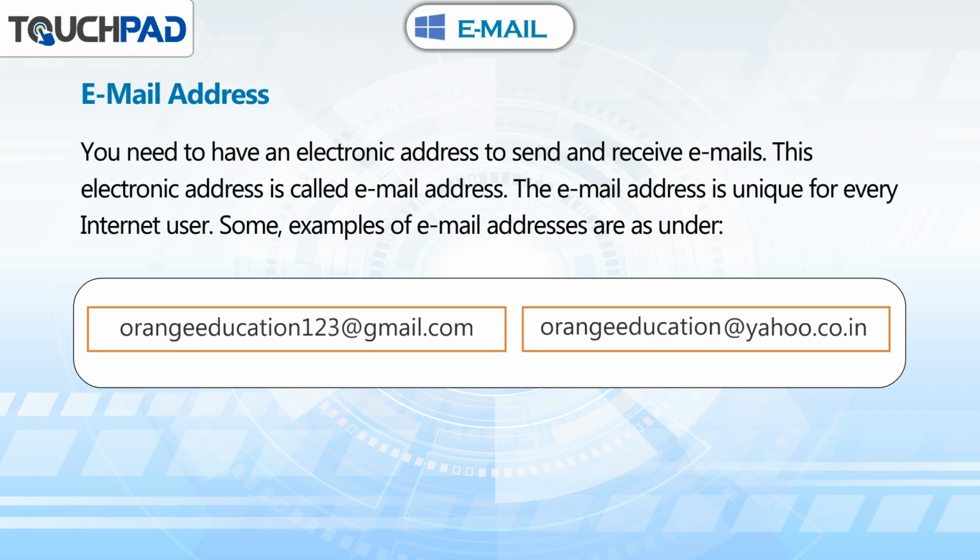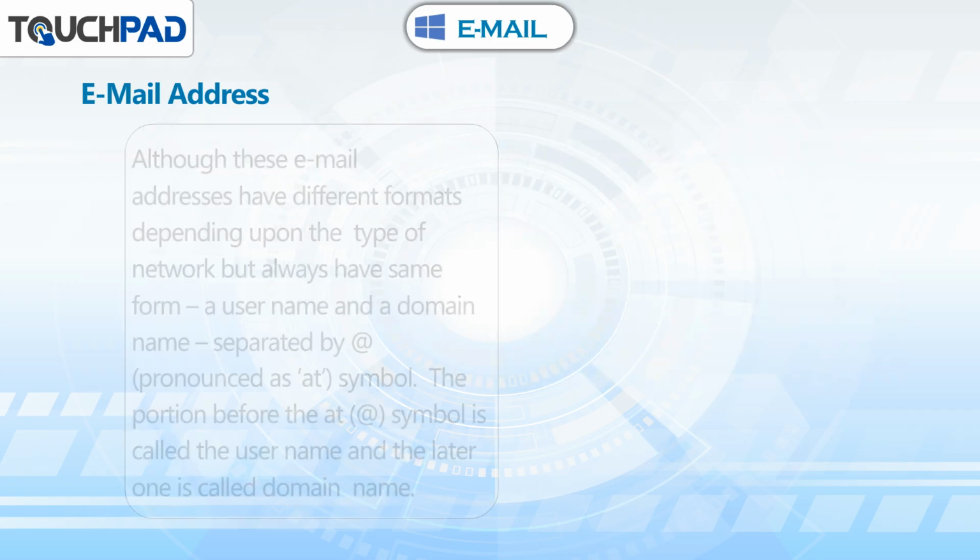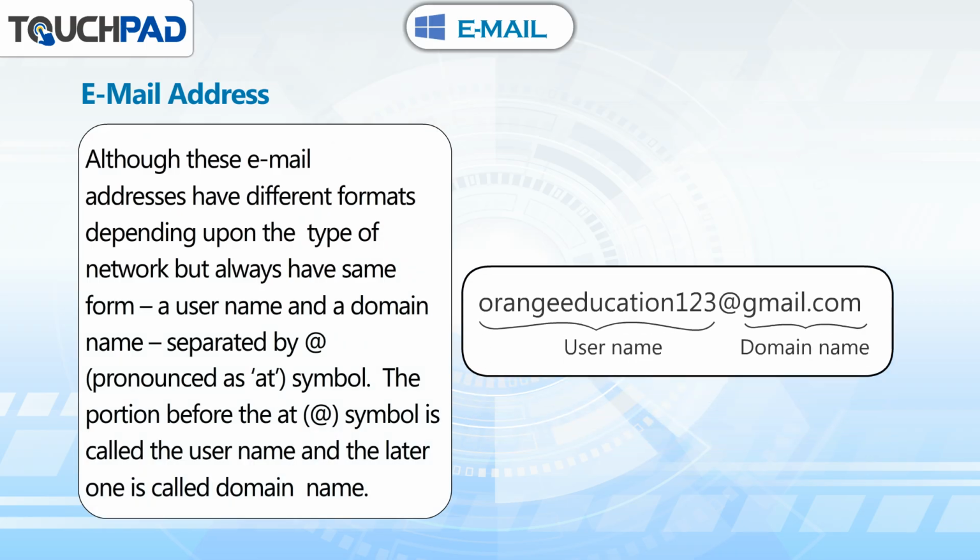orangeeducation123@gmail.com, orangeeducation@yahoo.co.in. Although these email addresses have different formats depending upon the type of network, they always have the same form: a username and a domain name separated by @ symbol.